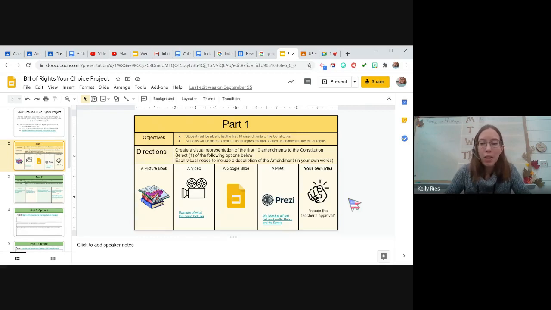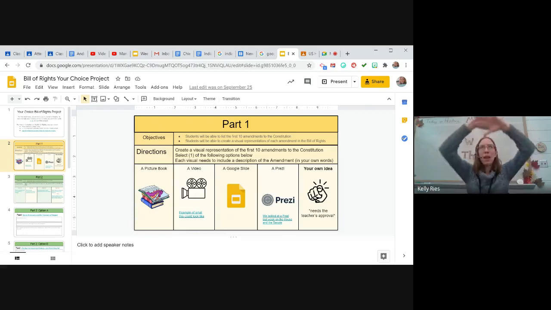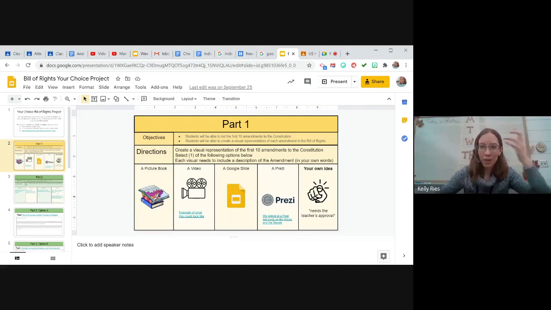Also, for the Bill of Rights project, if you have something completely different that you want to do, feel free to do so. Just ask me in advance. I have had students who have done puppet shows. I've seen students make little hanging mobiles explaining the 10 amendments, and origami-like things. If you have something interesting, be creative with it. I'd love to see what ideas you have.